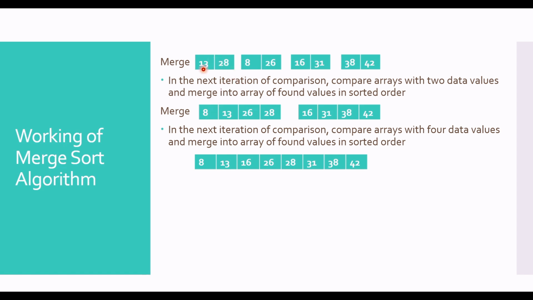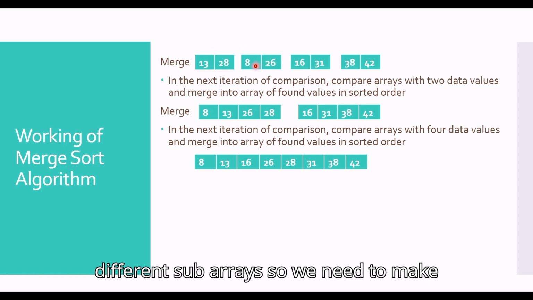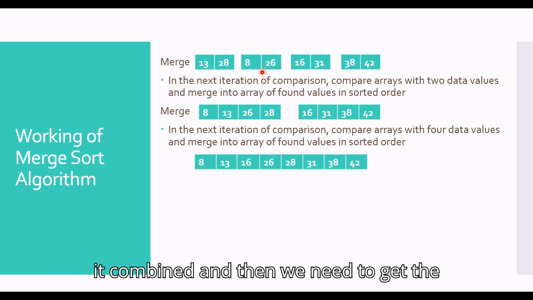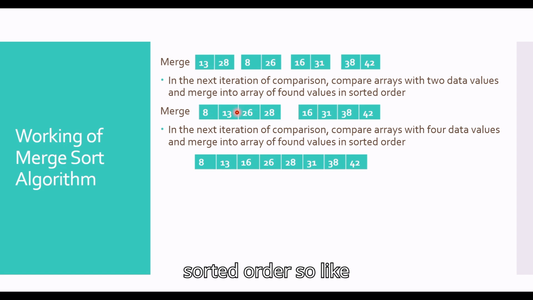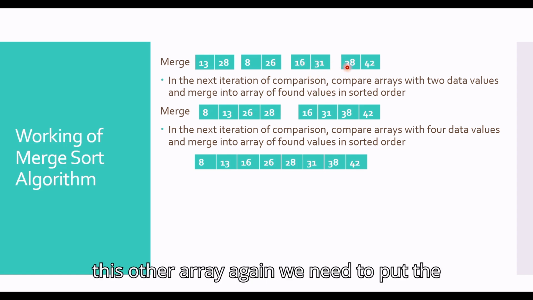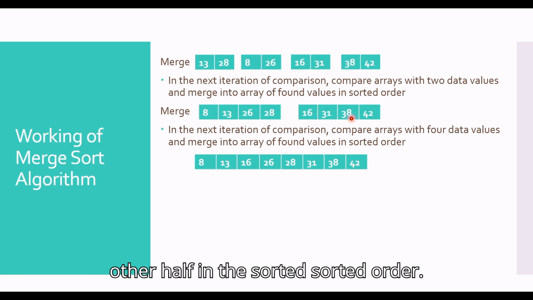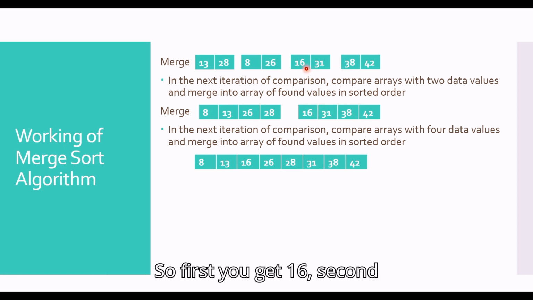So finally, from two different sub arrays, we need to combine them and get the sorted order, like 8, 13, 26 and 28. And similarly, in this other array, we again need to put the other half in sorted order. So first you will get 16, second 31, 38 and 42.